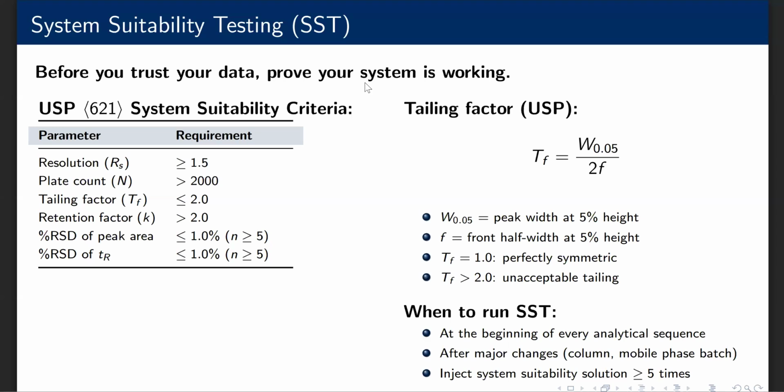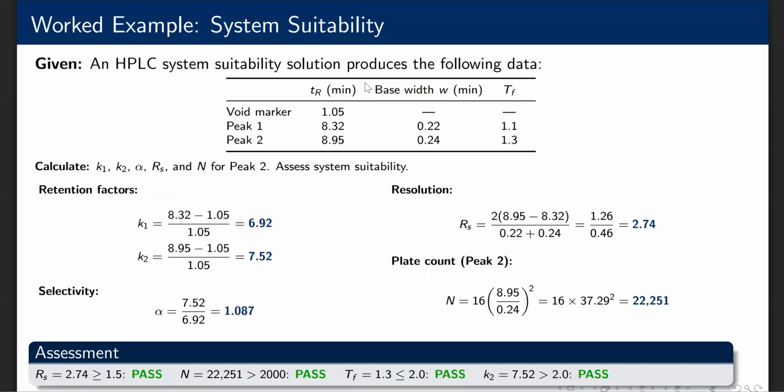If any criterion fails, you must troubleshoot before analyzing samples. This might mean replacing the column, refreshing the mobile phase, or checking for leaks. Let's try our worked example. As always, pause and try it first, and then later we will go through it together.